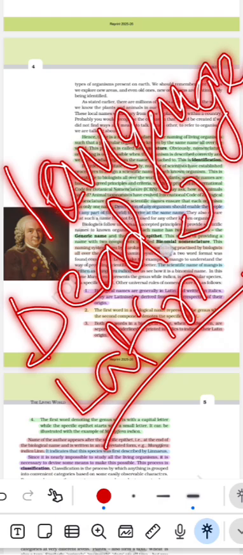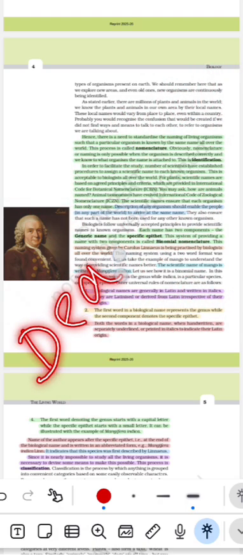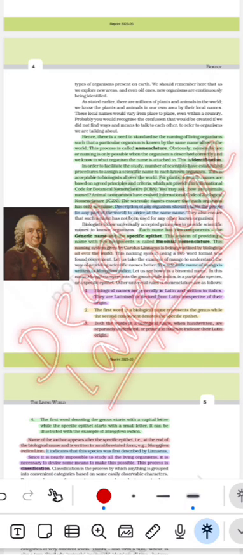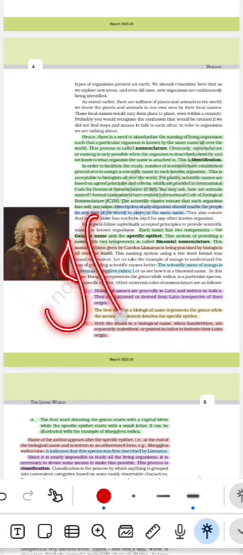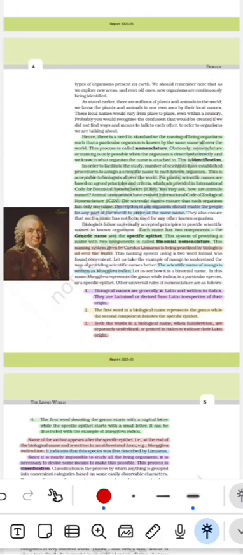This is a dead language. Means the Latin language cannot be written. A dead language cannot be written. It can only be heard. It is only hearable.